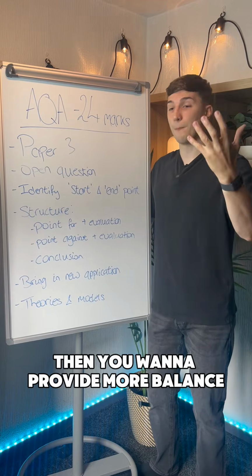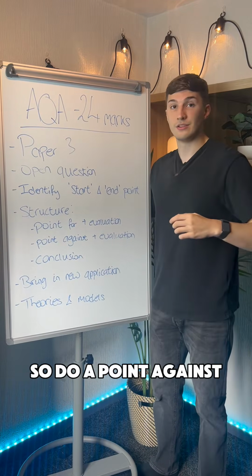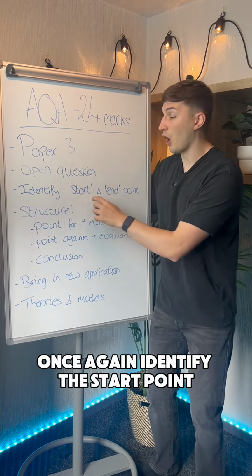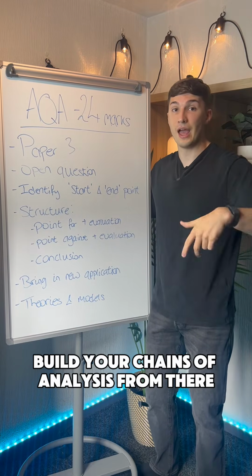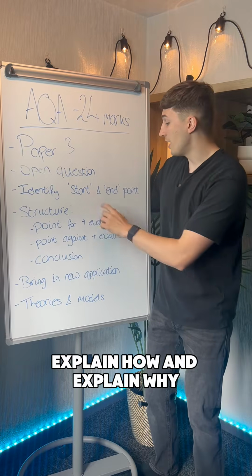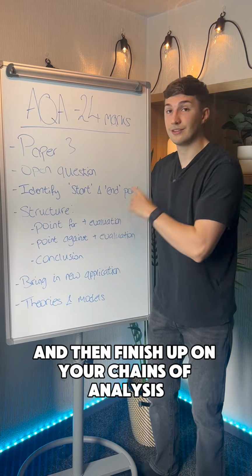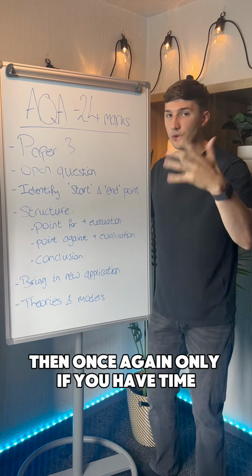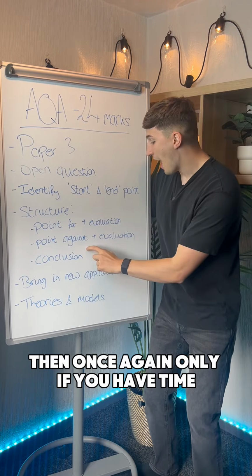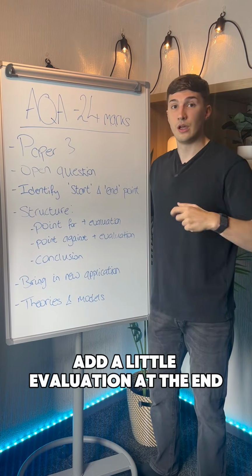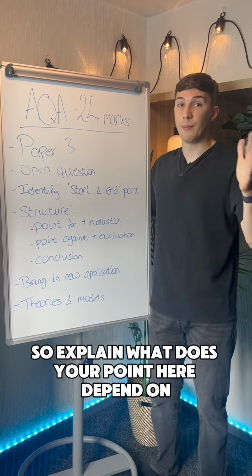Then you want to provide more balance, so do a point against. Once again, identify the start point, build your chains of analysis from there, explain how and explain why, and then finish up on your chains of analysis with your end point. Then once again, only if you have time, add a little evaluation at the end. So explain, what does your point here depend on?